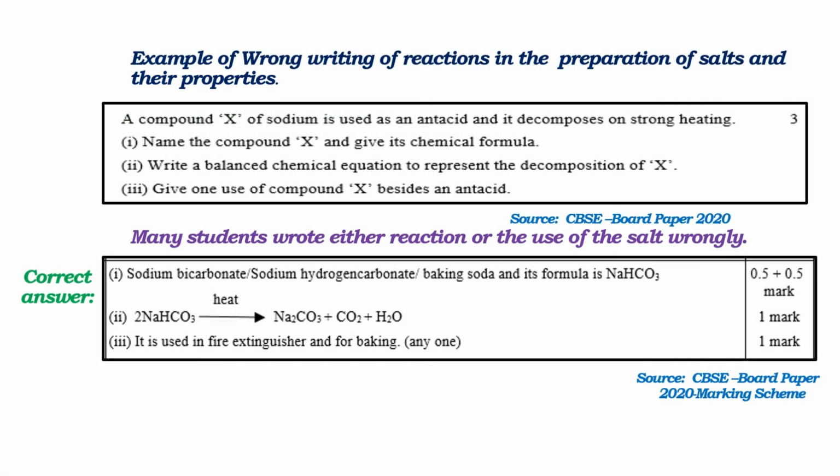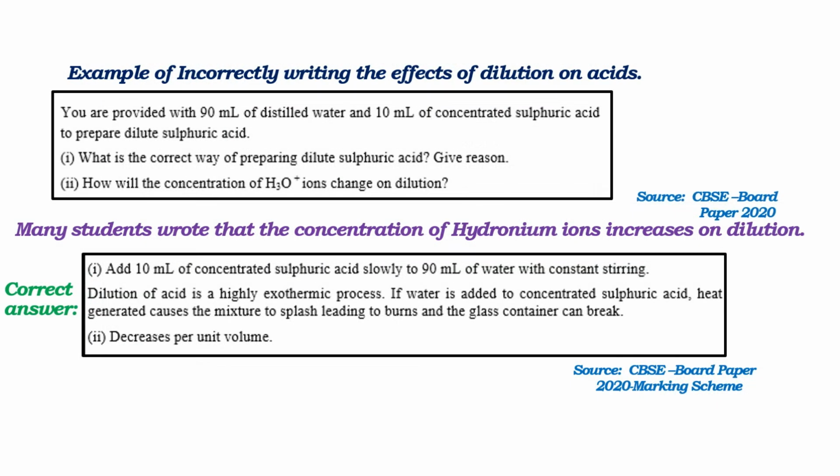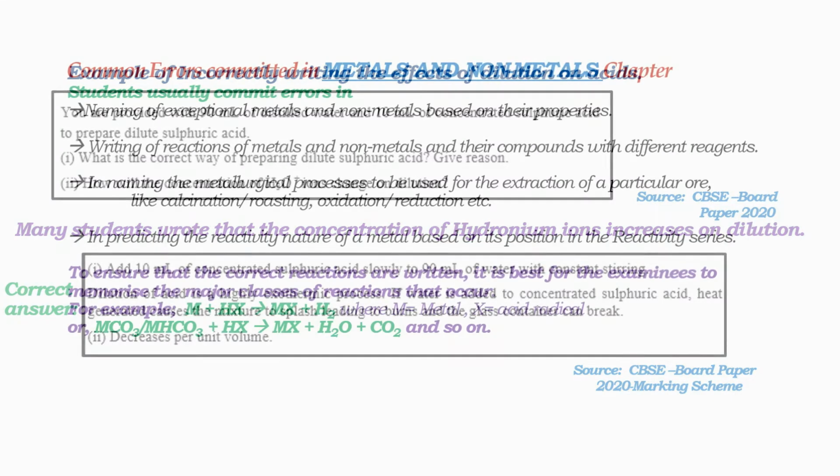Example of wrong writing of reactions in the preparation of salts and their properties. This question is taken from the CBSE board paper 2020. In this, many of the students wrote either the reaction or the use of the salt wrongly. Example of incorrectly writing the effects of dilution on acids. In this question, many students wrote that the concentration of hydronium ion increases on dilution.